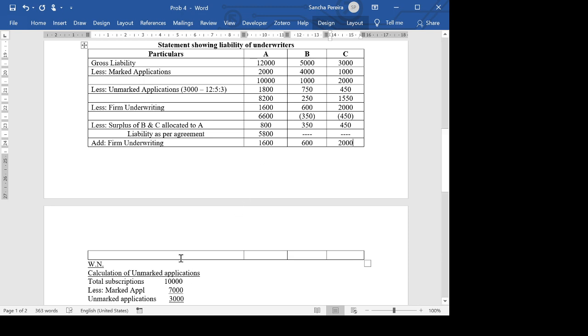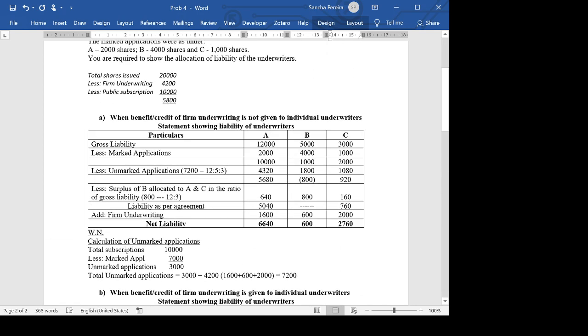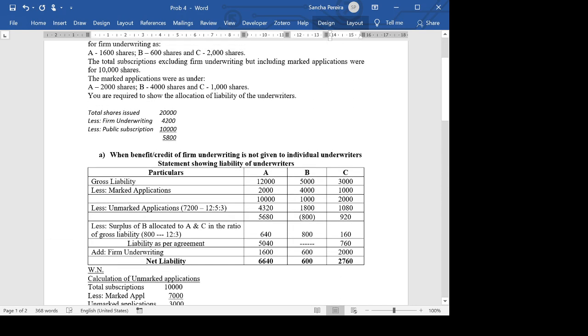Okay. So this is net liability. For A, he has to take up 5,800 plus 1,600, so the total is 7,400. B has to take up only his firm underwriting and C also only the firm. Is that clear?